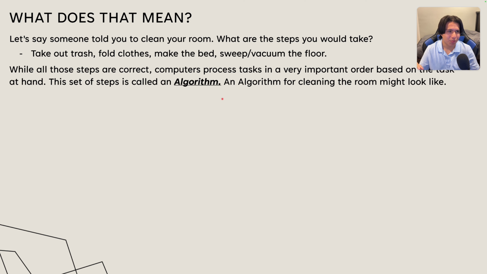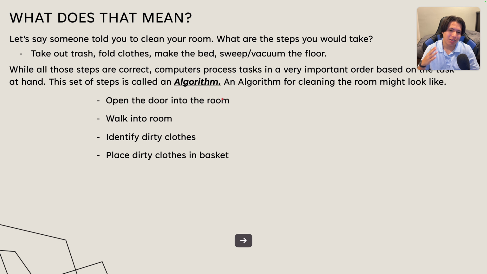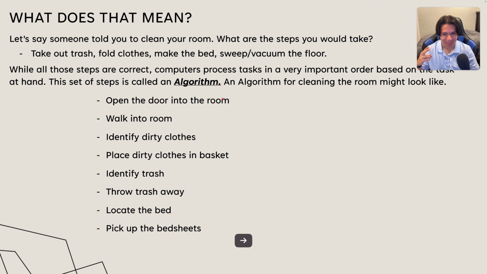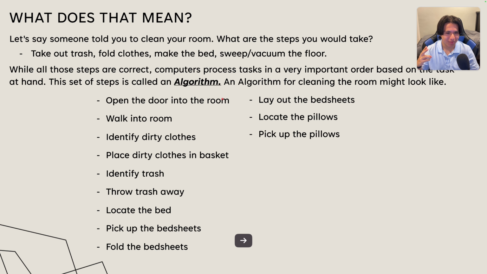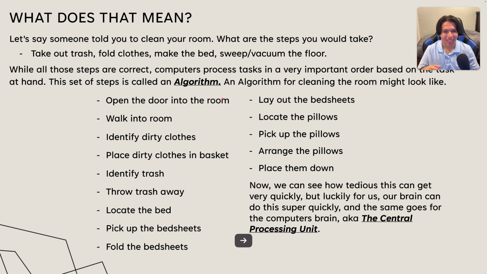An algorithm for cleaning the room might look like opening the door into the room, walking into the room, identifying dirty clothes, placing dirty clothes in a basket, identifying trash, throwing the trash away, locating the bed, picking up the bed sheets, folding the bed sheets, laying out the bed sheets, locating the pillows, picking up the pillows, arranging the pillows, placing them down. Now, we can see how tedious this can get very quickly, but luckily for us, our brain can do this faster. The same goes for the computer's brain, also known as the central processing unit.